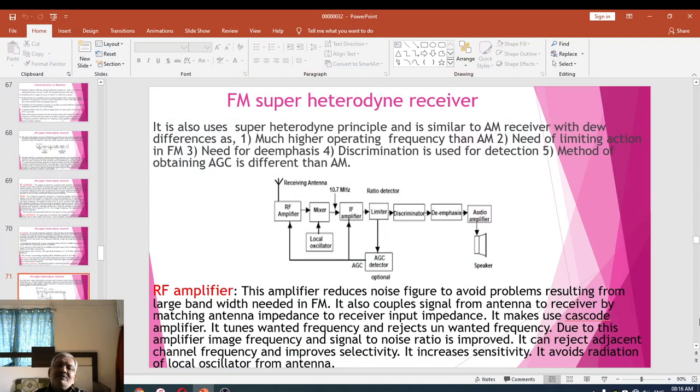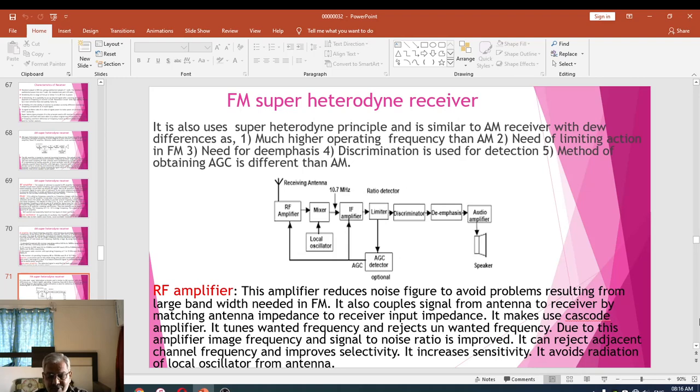We are going to continue with topic number 4, namely radio receiver and television. In yesterday's period, we covered the AM super heterodyne receiver. The AM super heterodyne receiver is used to detect the amplitude modulated wave and recover the original information, provided to the destination.